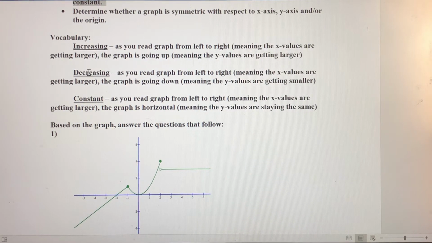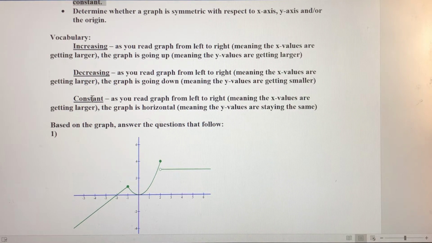Decreasing function: as you read the graph from left to right, the y values are getting smaller. Now, this function only has one interval where it's decreasing. From here to the origin, that's the only time the y values are getting smaller. So from -1 to 0 here, the function would be decreasing. We'll go over that in more detail a little bit later.